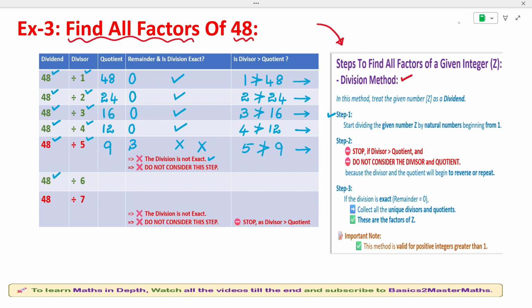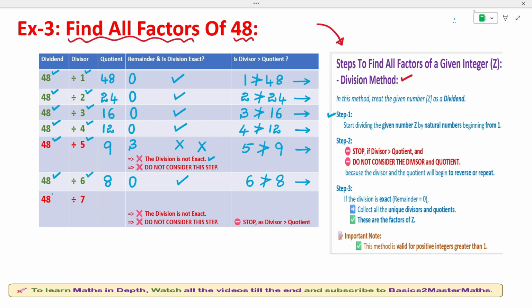When we divide 48 by 6, we get 8 as the quotient and 0 as the remainder. So, this division is exact. In this case, the divisor 6 is not greater than the quotient 8. So, move to the next step.